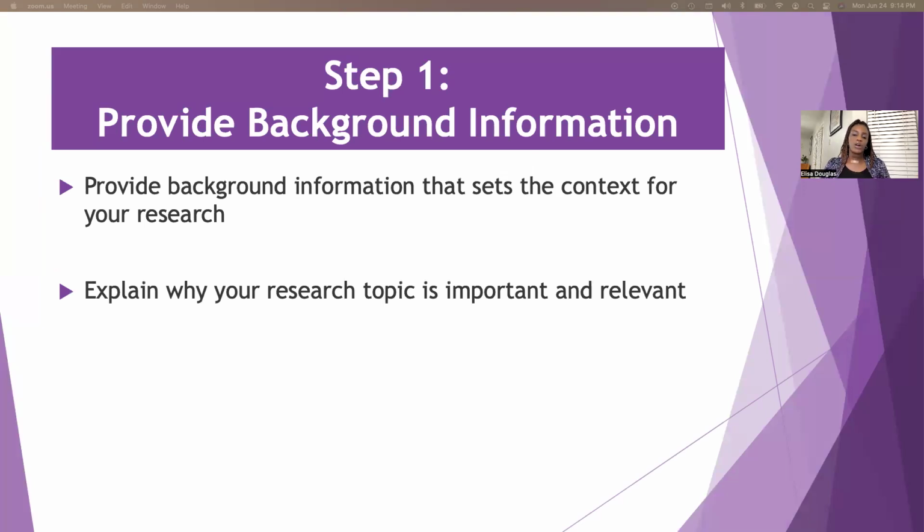So the first step is for you to provide background information. So you really want to contextualize your research by beginning by providing background information that sets the context for your research. So this could include historical developments, key theories, and then any current trends in the field. You also want to explain why your research topic is important and why it is relevant. Highlight any gaps that exist in the literature that your study will aim to address.